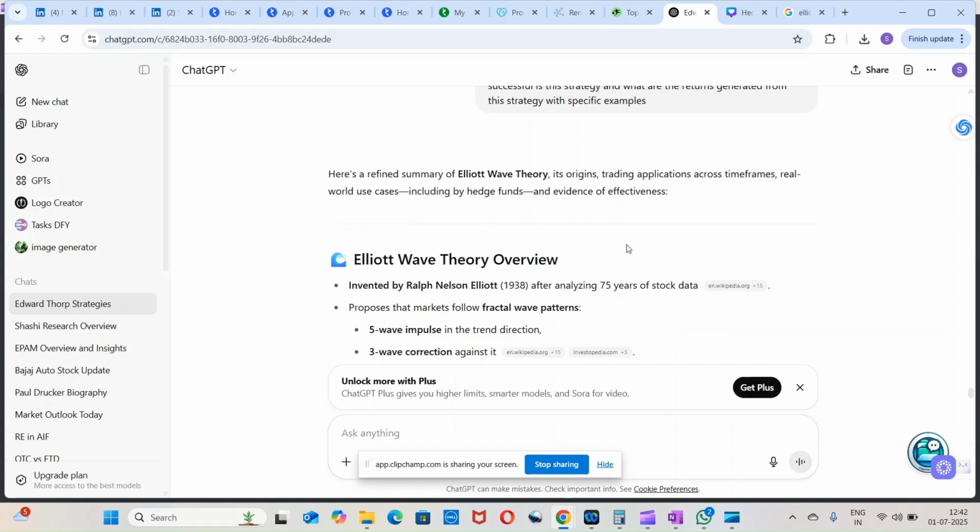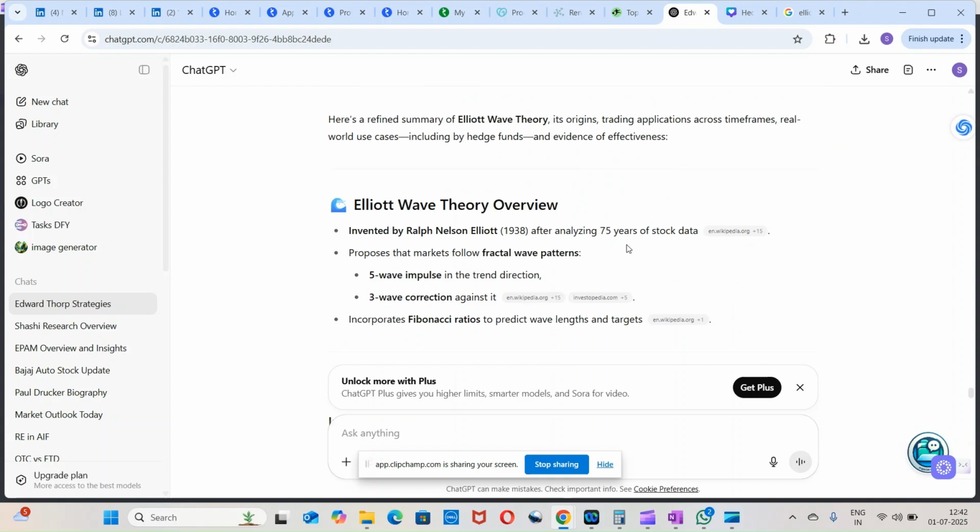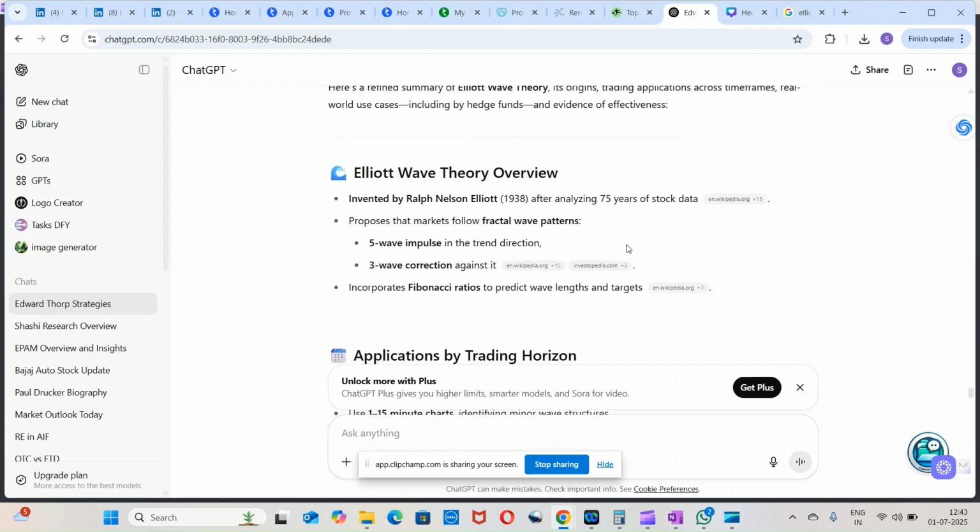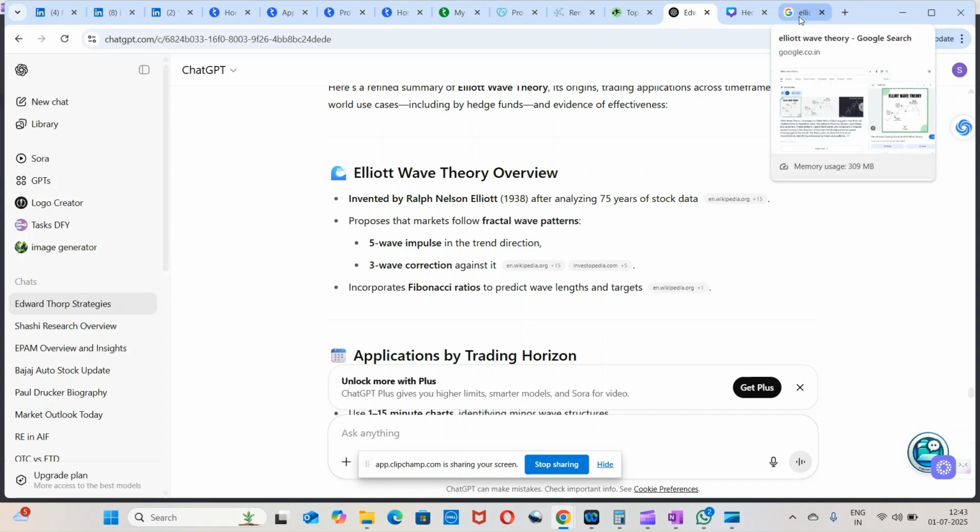Elliott wave theory was invented by Ralph Nelson Elliott in 1938. After analyzing 75 years of stock data, he invented this theory. What this theory says is that markets follow fractal wave patterns. This fractal wave pattern includes a five-wave impulse in the trend direction and a three-wave correction against it, and it incorporates Fibonacci ratios to predict wavelengths and targets. So let's see what this five-wave impulse in trend direction and three-wave correction against it is.